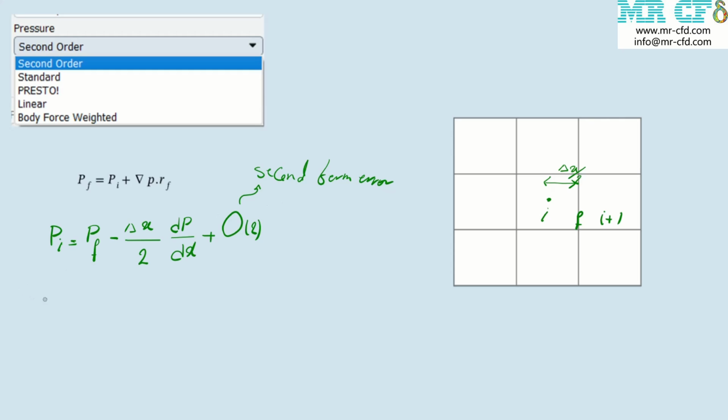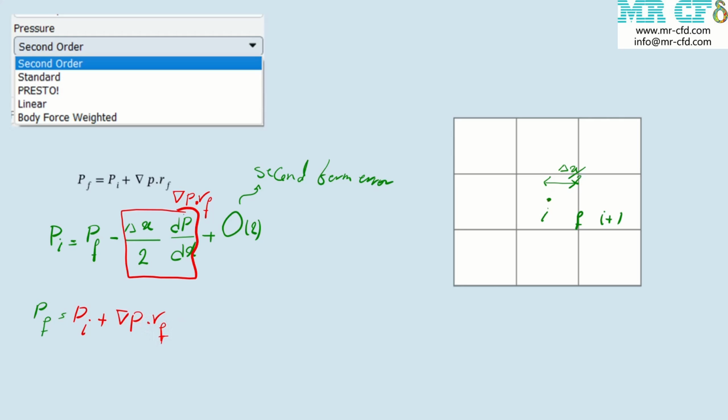The truncation error indicates the accuracy of the approximation associated with second-order terms. When working with non-uniform grids, the term partial derivative of pressure with respect to x multiplied by delta x divided by 2 can be replaced with the pressure gradient across the cell dot product with the distance vector from the centroid to the face. By rearranging these terms, we can express the pressure at face F as P.